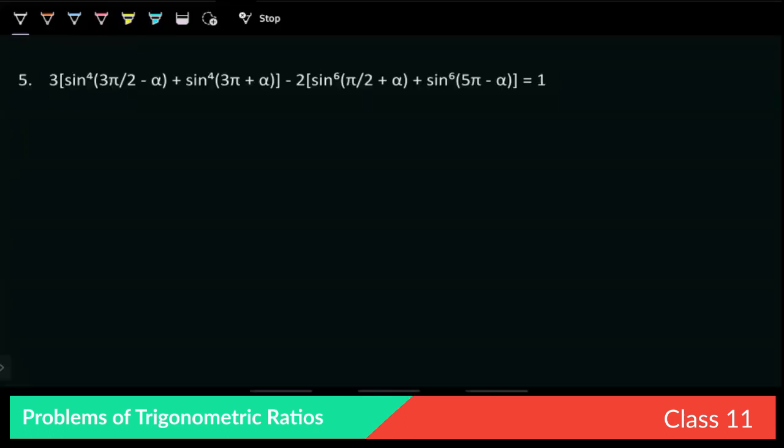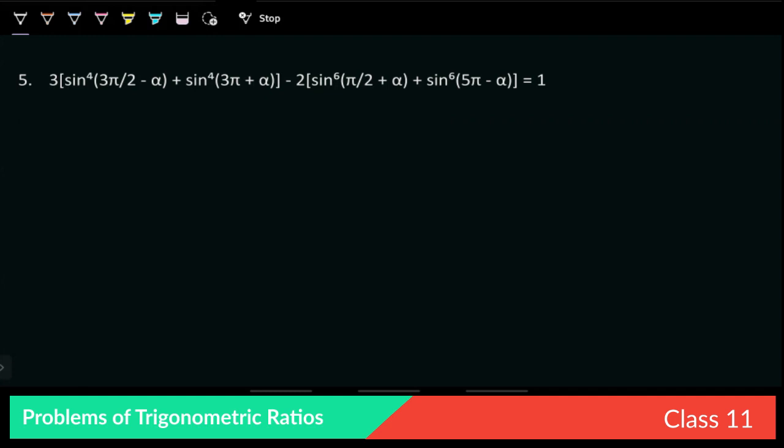Now we come to our fifth problem. What is given in the fifth question? It is given that 3 sine to the power 4 of (3π/2 − α) plus sine to the power 4 of (3π + α) minus 2 into sine to the power 6 of (π/2 + α) plus sine to the power 6 of (5π − α) is equal to 1. So we have to prove this, that means left hand side equals right hand side.